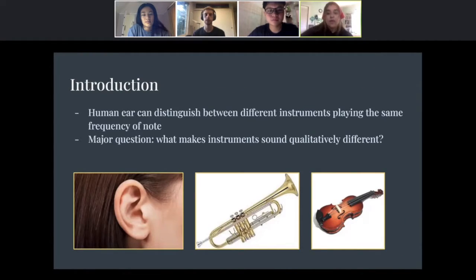Something that we've noticed is that even when two instruments are playing the exact same note, the human ear is able to tell the difference between them. For example, a trumpet playing at a certain frequency doesn't sound the same as a violin. During lab 2, we noticed that there were differences between the FFTs of different instruments, even when they were playing the exact same note. So we decided to explore the relationship between the differing FFTs and the way qualitative sound is perceived by the human ear. Our major question or motivation is essentially what makes instruments sound different from each other.